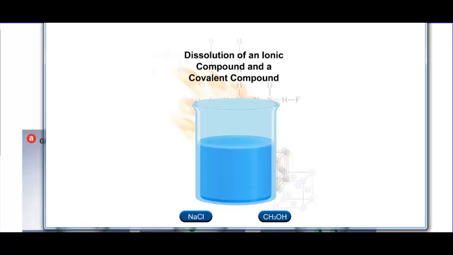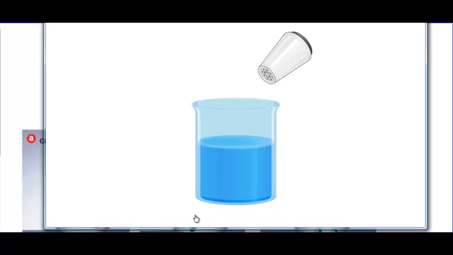Remember, that is a metal to a nonmetal. So watch what happens when you dissolve an ionic compound in water. Let's add a small amount of table salt, sodium chloride, to water. As you know, sodium chloride dissolves in water.